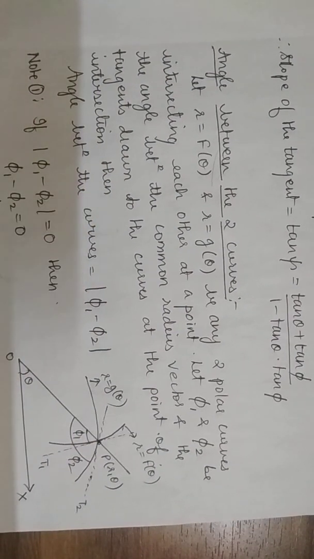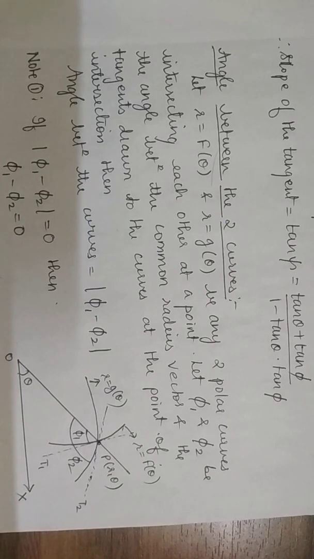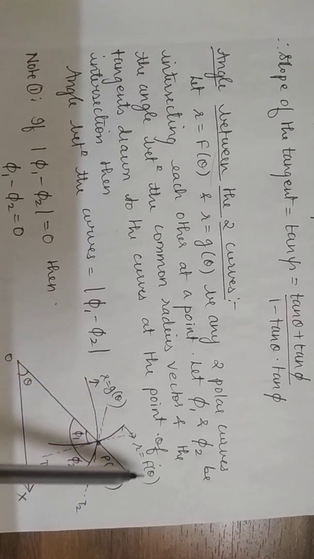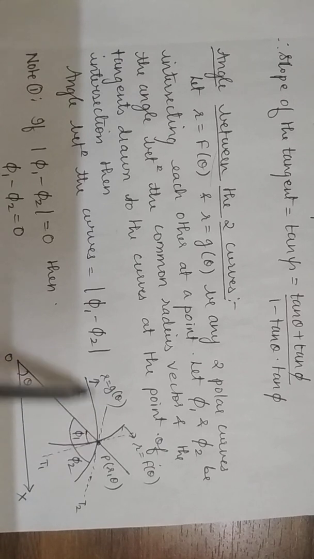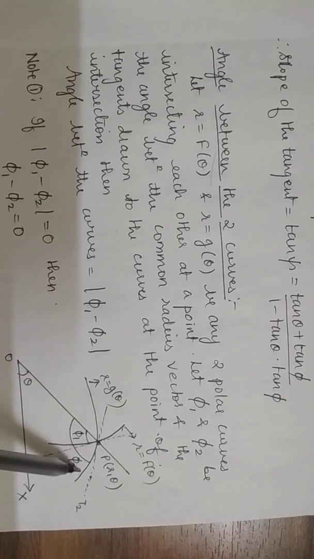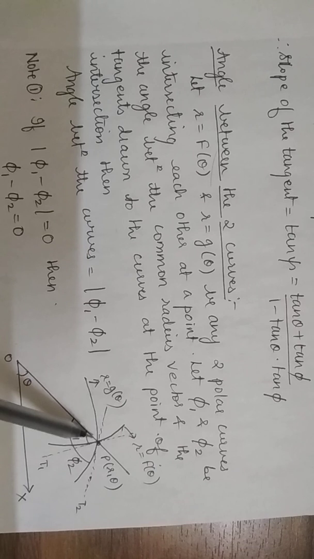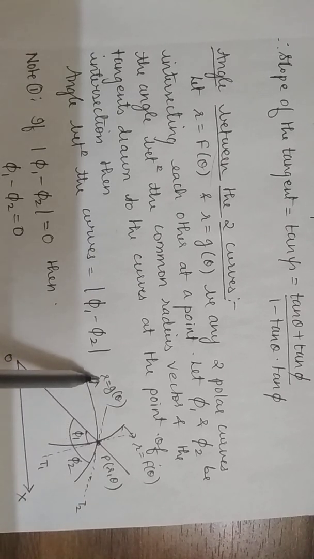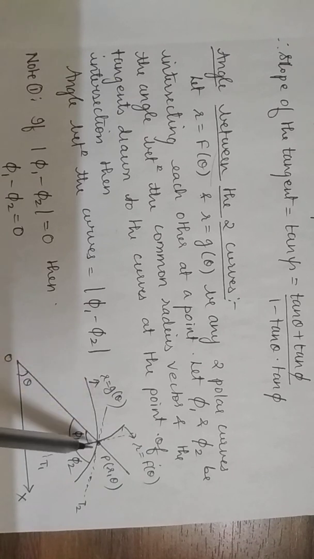The very next topic is angle between two curves. Now here I am going to consider two curves, r is equal to f of theta and r is equal to g of theta. Both are intersecting each other at the point P. I will draw a tangent at the point P for the curve r is equal to f of theta, and one more tangent for the curve r is equal to g of theta at the point P.